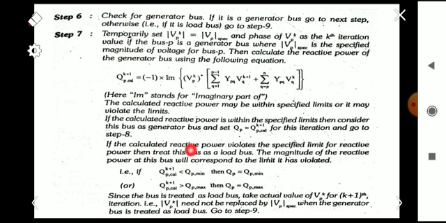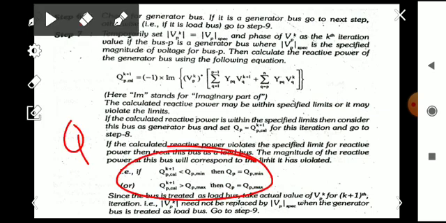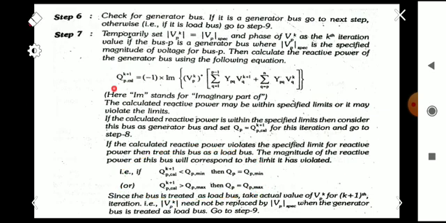If the calculated reactive power violates the specified limit, that is, if it is not within the limit for reactive power, then treat this bus as a load bus. We have to treat the generator bus as a load bus. The magnitude of the reactive power at this bus will correspond to the limit it has violated. That is, we consider the generator bus as a load bus if it violates the limit, and we take the value of Q as follows. If the calculated value of Q is less than QP minimum, where the minimum and maximum values may be specified in the question itself, then QP is taken as QP minimum, and if it is greater than QP max, then QP is taken as QP max.